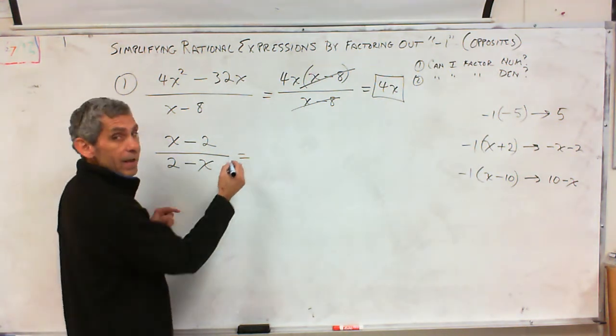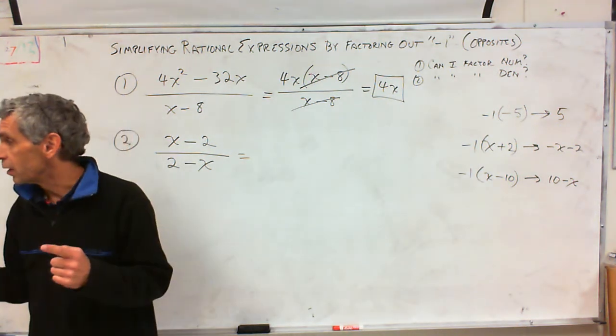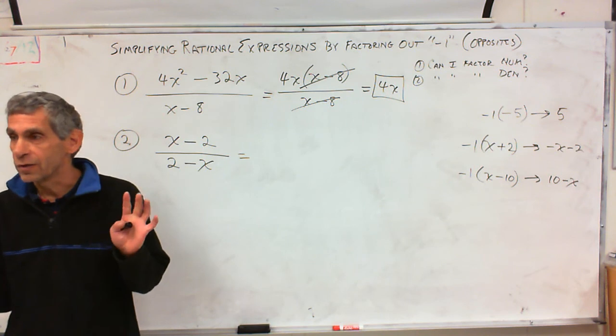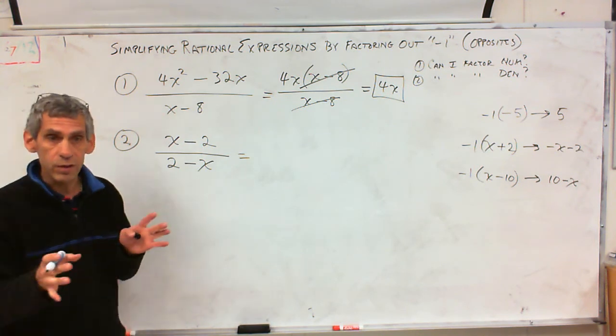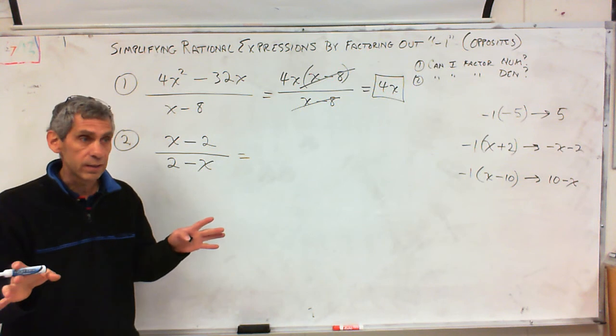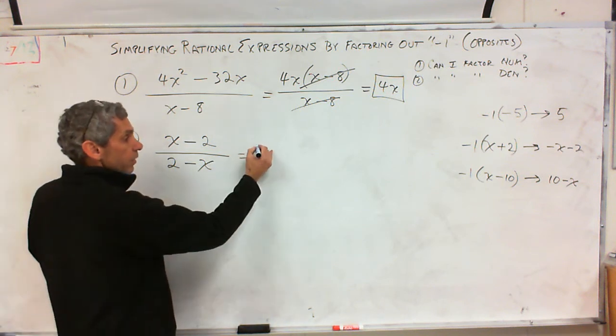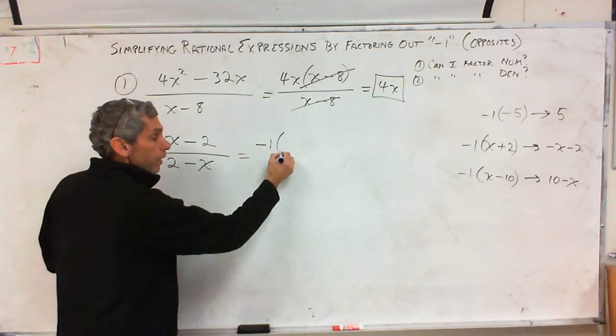Okay. So if I do this though, this is really important. You don't just factor out the -1 in your head. You actually have to write the -1. It's really important. If you don't, you're going to be wrong. Guaranteed. You got to write it out. You got to write -1 parenthesis.